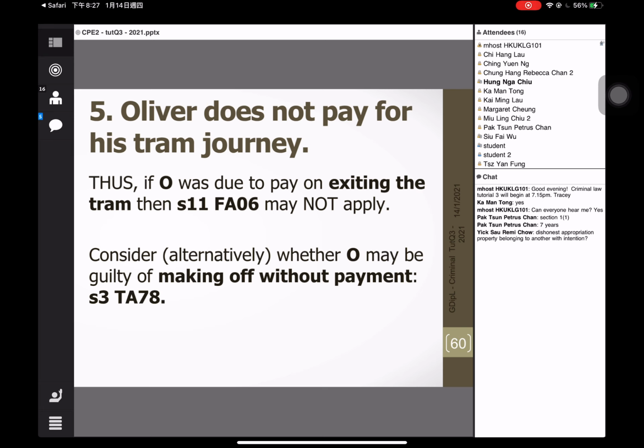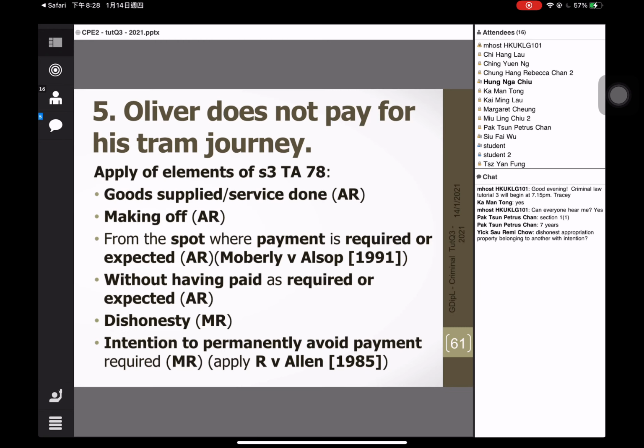And here it was designed to cover those situations where the defendant might drive a car onto the petrol forecourt, fill up with petrol, and then drive off without paying. And other circumstances, in a restaurant, for example, order a meal and then, while the waiter's not looking, zip out without paying. So making off without payment is supposed to be a simple offence.